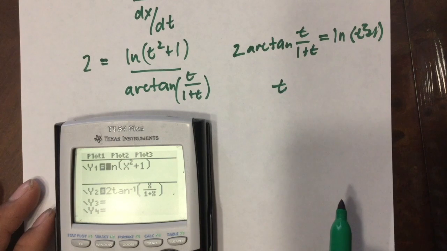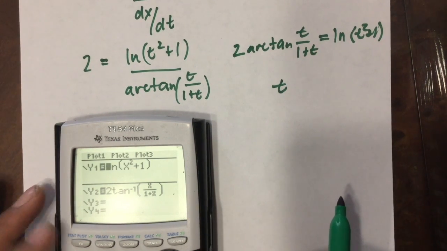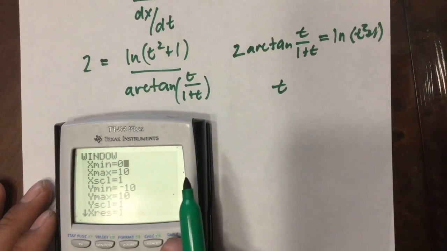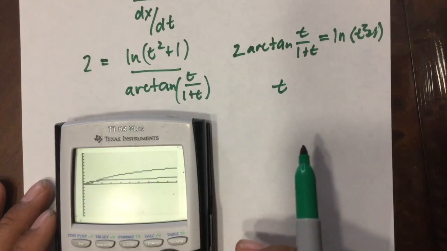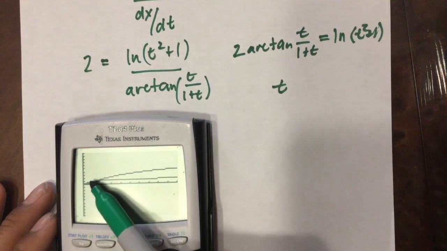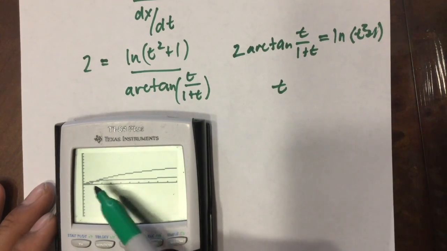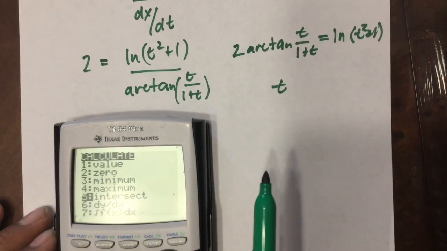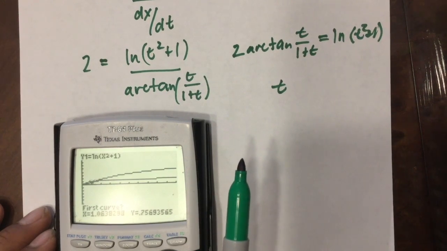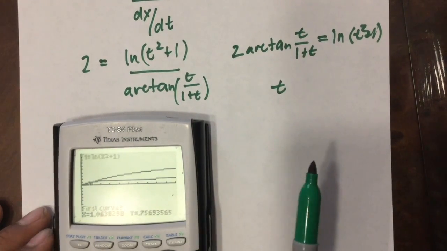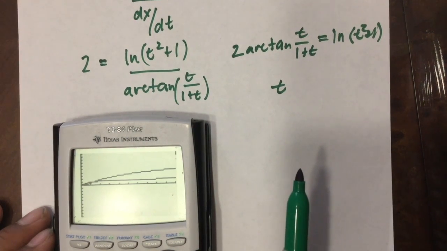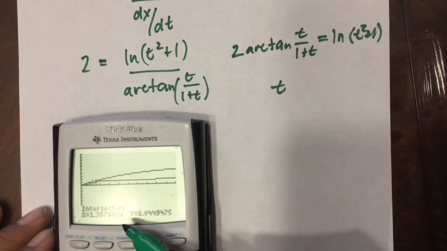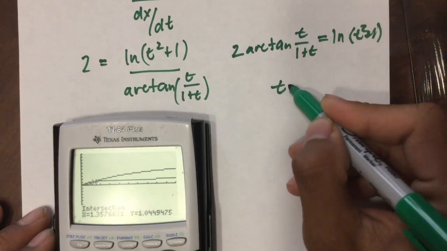Since the problem tells you that t is greater than 0, you can set your window x-min to 0 and your x-max to 10 to make sure it's restricted to the first quadrant. When it's graphed, you see that this point right here is where the two values intersect. You can go to Calc, go to 5, find where the point intersects, and press enter twice, and you get x equals 1.35766631, and this is your t value.